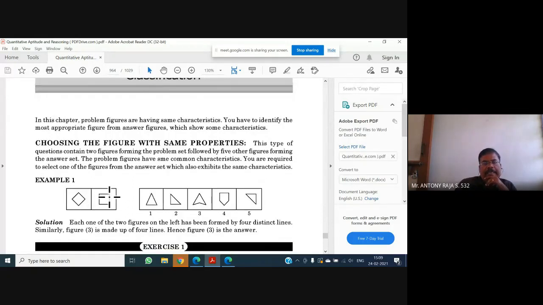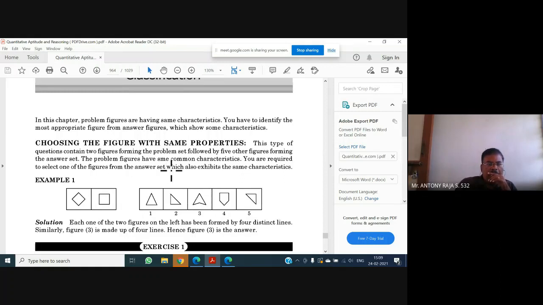So here the lines are analyzed. Four lines here, and here also four lines are there. This type of question has figures forming the problem set, followed by five other figures. This is called the answer figure. Five figures are there forming the answer set. So this is the problem figure or problem set, and this is the answer set.